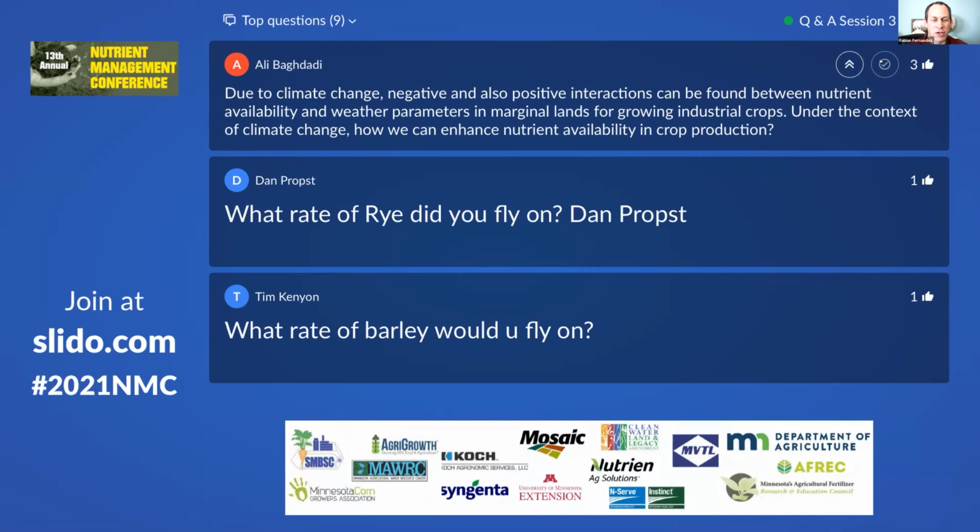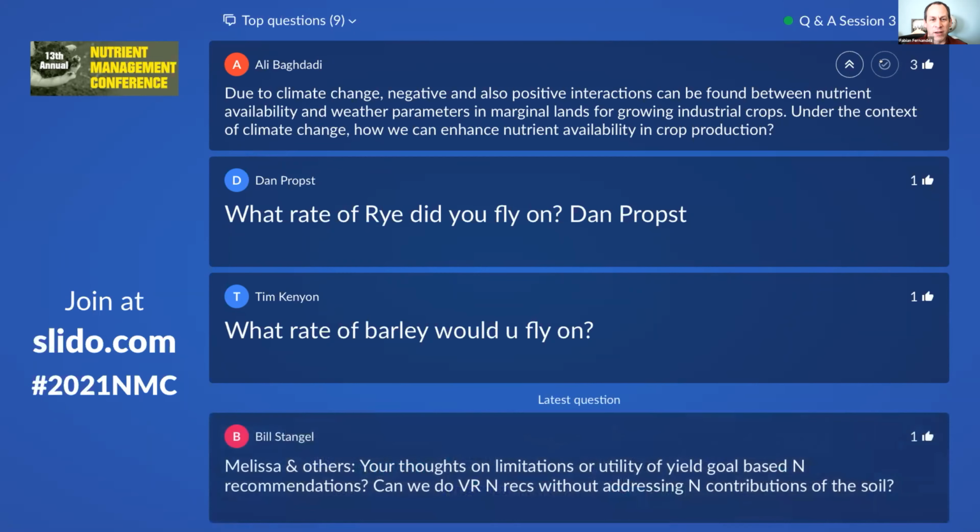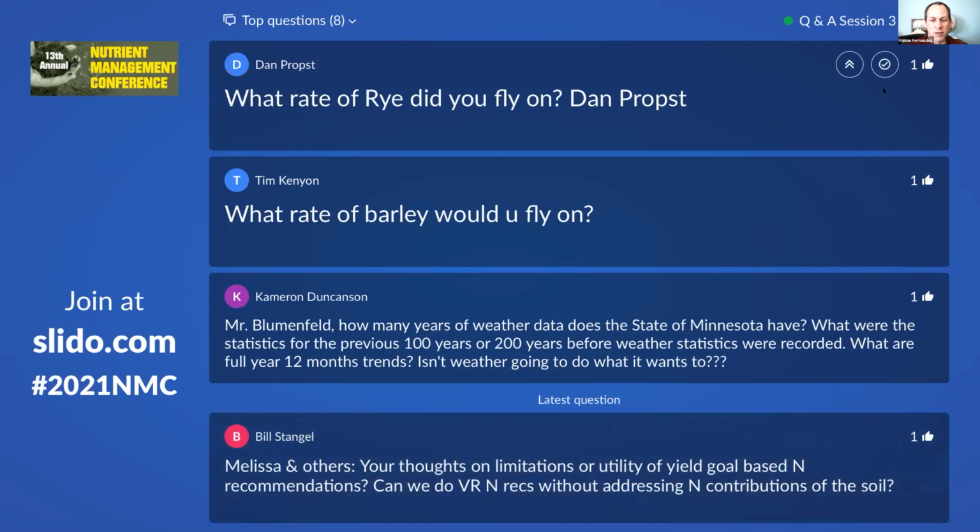So trying to match the application of whatever nutrient you're talking about with the time that the crop will need it is, I think, the critical factor, but it is a challenge. I don't know if any of the other speakers have something to add.